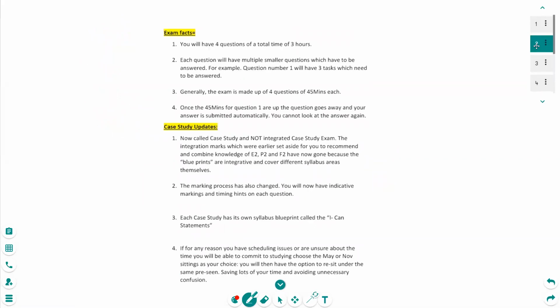We'll talk about the blueprints a little bit further. We're going to go into a little bit more detail. A bit more about the exam facts.